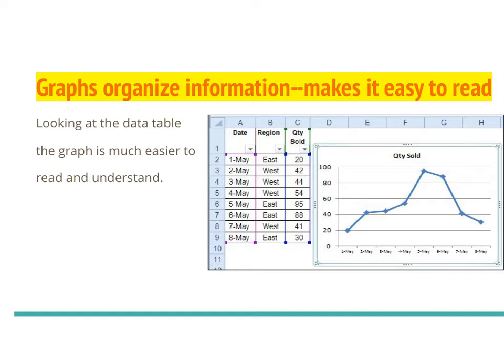Another reason to graph is to organize information. It can make it easier to read. Looking at the data table, the graph is much easier to read and understand. Take a minute to study the graph and the data table. The data table on the left has a lot of numbers and words. When you look to the right and see the line graph, that's a picture of those words and numbers. It can make it a little bit easier to read and understand. Essentially, you have a picture of your results.